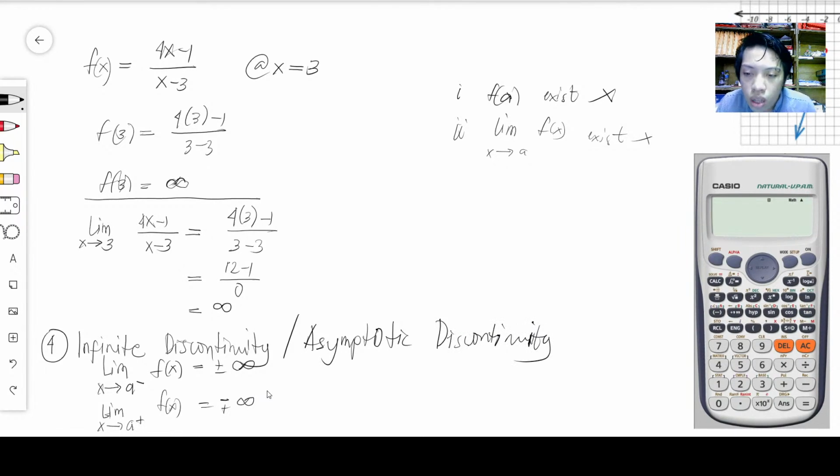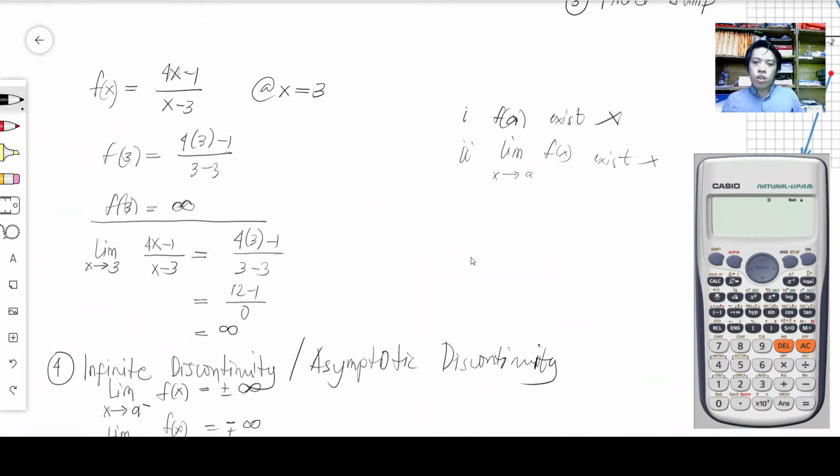Asymptotic discontinuity. Let us check if this given function, f of x is equal to 4x minus 1 over x minus 3, falls in infinite discontinuity or asymptotic discontinuity. So how do we do that? We get the left hand limit and the right hand limit.